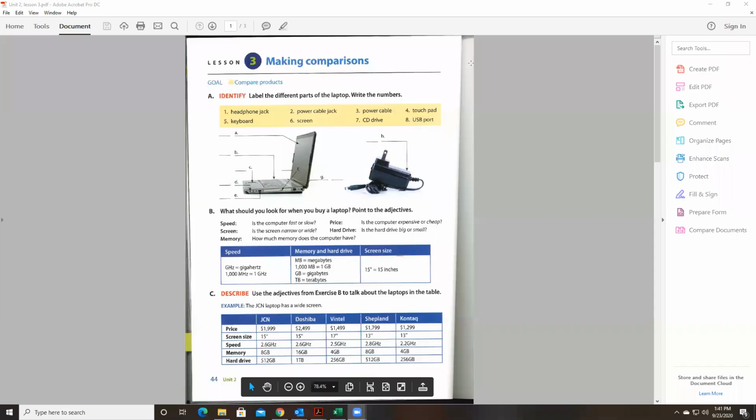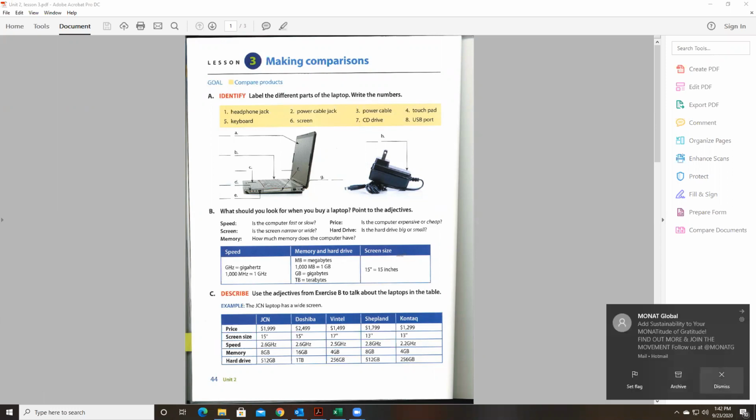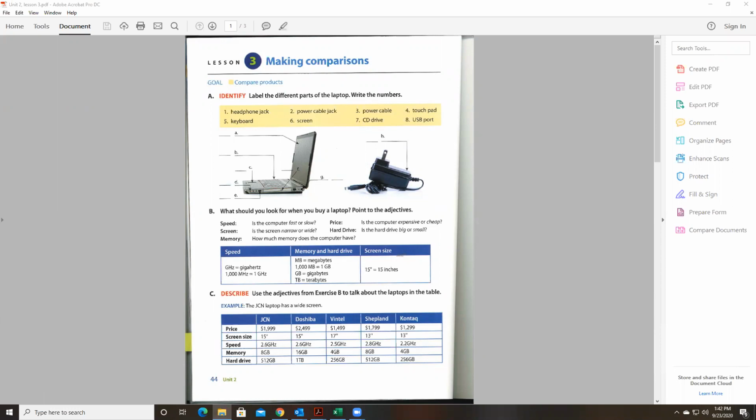Okay, so I'm going to go ahead and show you my screen. Here we go. It is page 44 in your book. Let's go to A. It says label the different parts of a laptop and then write the numbers. We're going to do this part together because there are quite a few parts of the laptop, and I want to make sure you guys are getting all of these right.